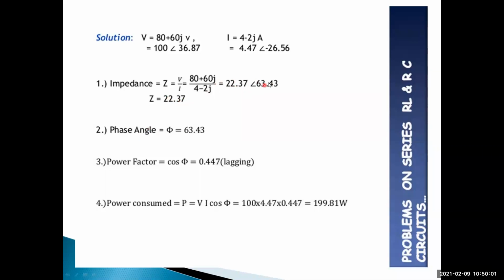And this is called the phase angle, 63.4. And power factor is the cosine of the angle between voltage and current. Here 36.87 and here 26.56, so the angle between these two is 63.43. Cos of 63.43 is approximately 0.447 lagging.